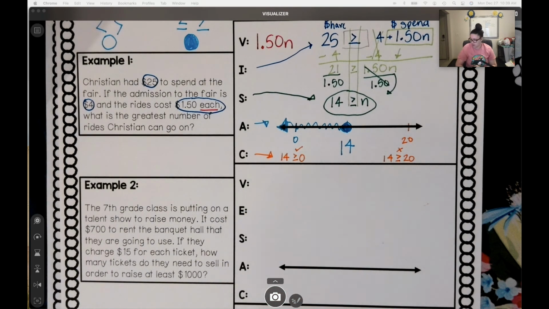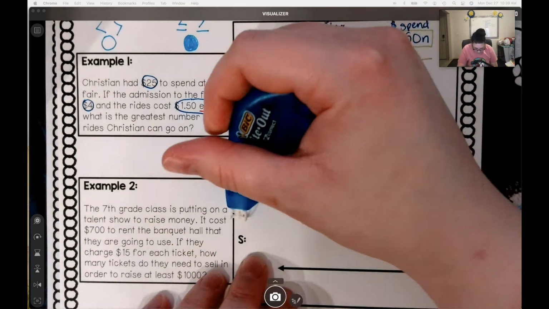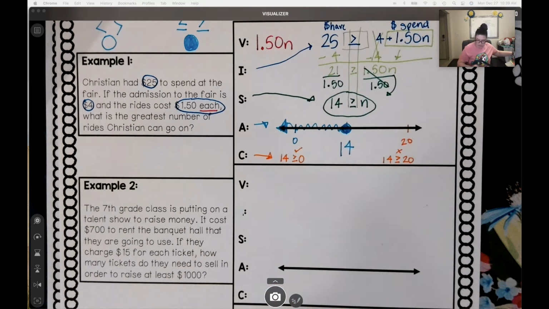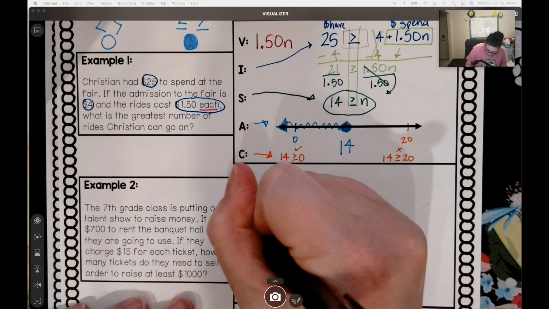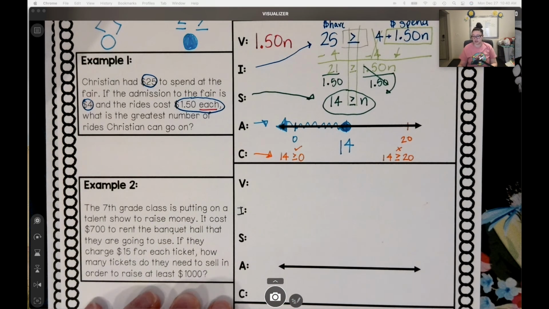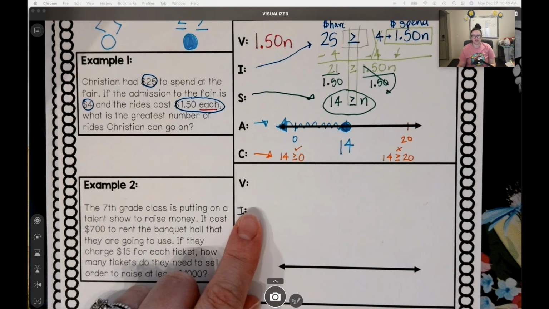inequality. I'm not sure why that's an E. It should be an I. I might have not copied it right from equations. That should be an inequality. So go ahead, pause the video, write the variable and the inequality for me. Just those first 2 steps.